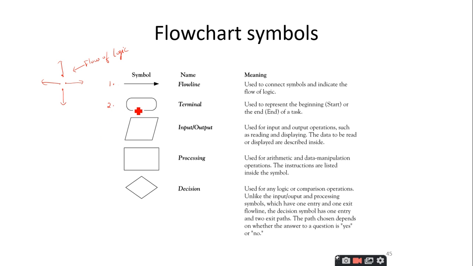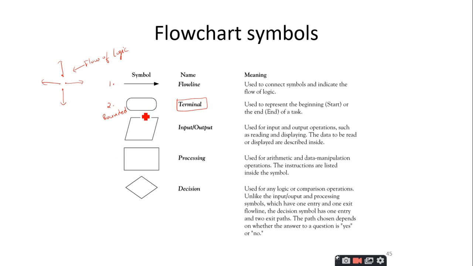And the second symbol is this one. This is called the rounded rectangle. The edges are rounded, therefore we call it a rounded rectangle. And this is called the terminal.